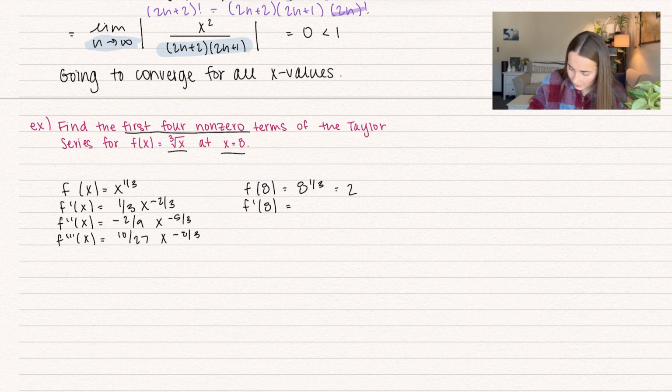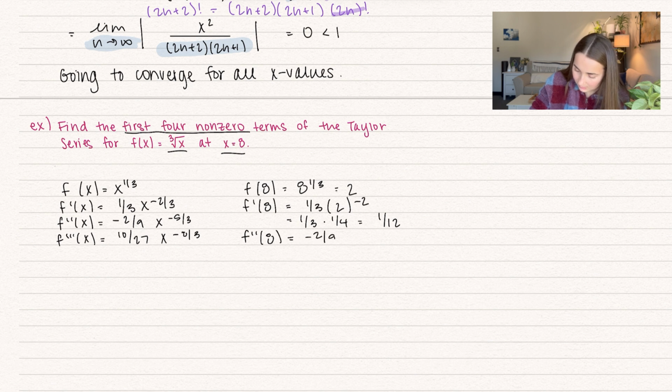Let's find the first derivative. We get 1/3 times the cube root of 8, which we know is equal to 2, raised to the power of negative 2. So really, this is 1/3 times 1/4, which is equal to 1/12. Second derivative evaluated at 8. We get negative 2/9 times the cube root of 8, which is equal to 2, raised to the power of negative 5. So you can think of this as negative 2/9 times 1/2 to the power of 5. Notice here that one of these 2's is going to cancel out. So it's going to be a 4.